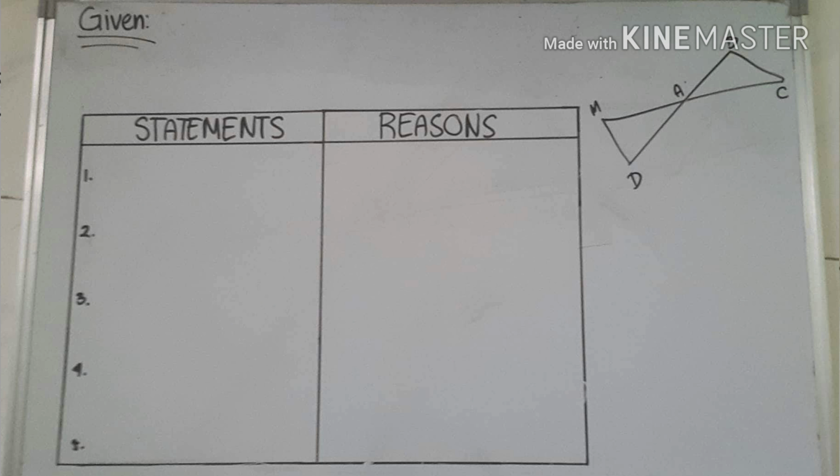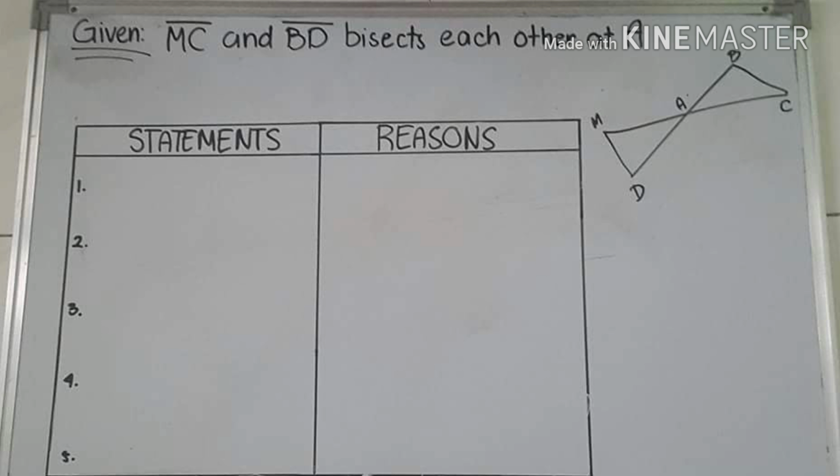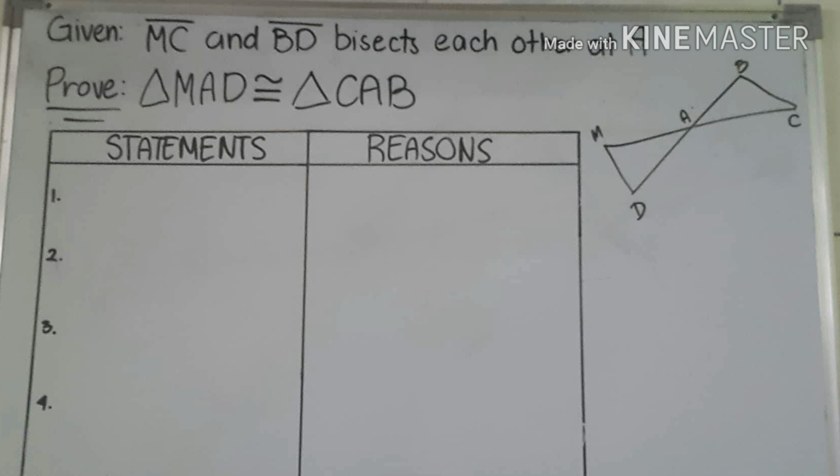Here's the given problem. The given is segments MC and BD bisect each other at A. Then we need to prove that triangle MAD is congruent to triangle CAB. Now, let's go to the two-column proof. Our statements will be given by Timmy, while Samantha will give you the reasons and explanation.